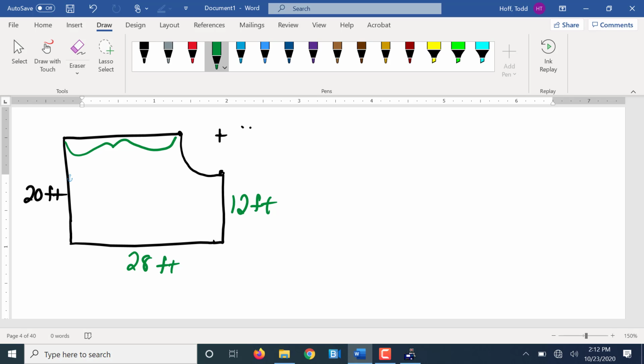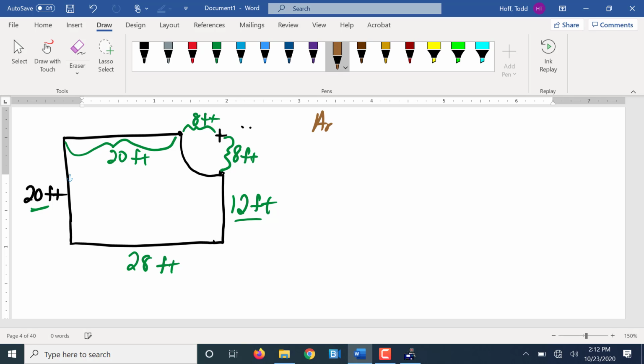You had the right idea though. Careful. Let's work through it. What's this distance here? 8 feet. That's just the 20 minus the 12, right? If that's 8 feet, this radius also has to be 8 feet. So there you go. 28 minus 8 makes that 20 feet.